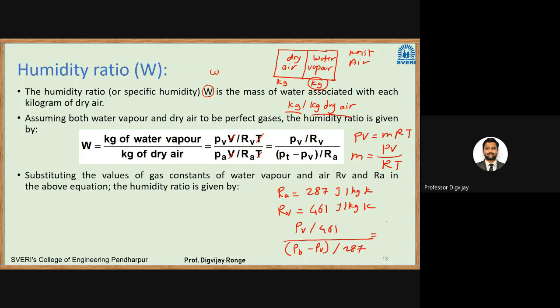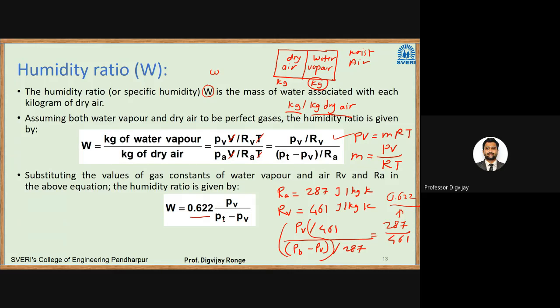So this equation will remain the same as it is. It will be 287 divided by 461, and this value comes out to be around 0.622. So I have just substituted the gas constant values, and then I get this equation. This constant 0.622 will be there, into PV divided by PT minus PV. PT or PB, one and the same.